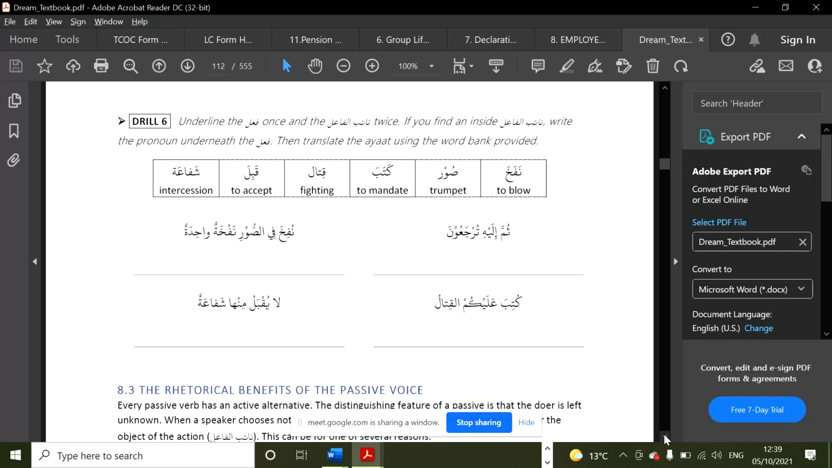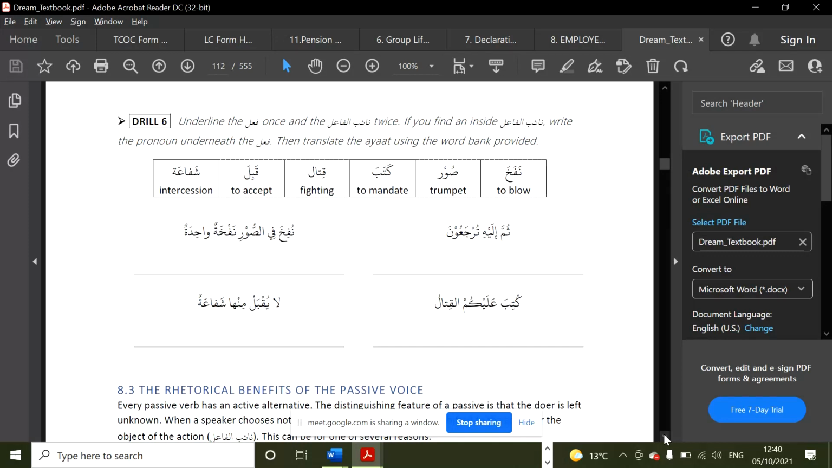So alaykum is a jar majrur fragment. We have ala and then kum. So this is not going to be our outside doer. This is going to be the mutalik bil fa'il. Very good. Then we look at the next one, which is an ism because of the al, and it's in rafa form. So this will be our outside doer.